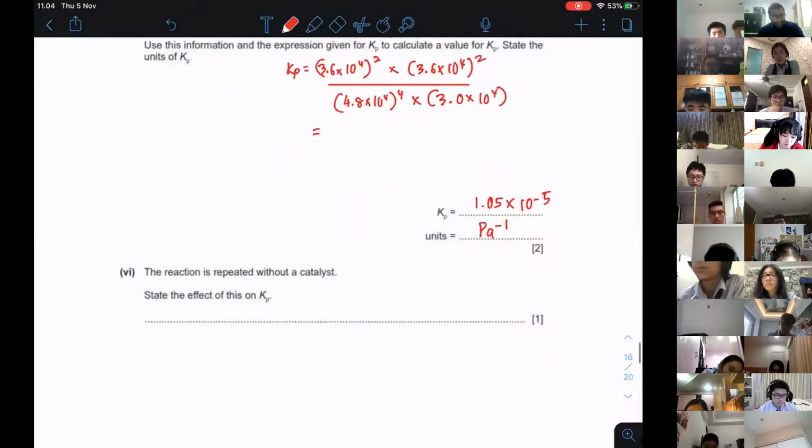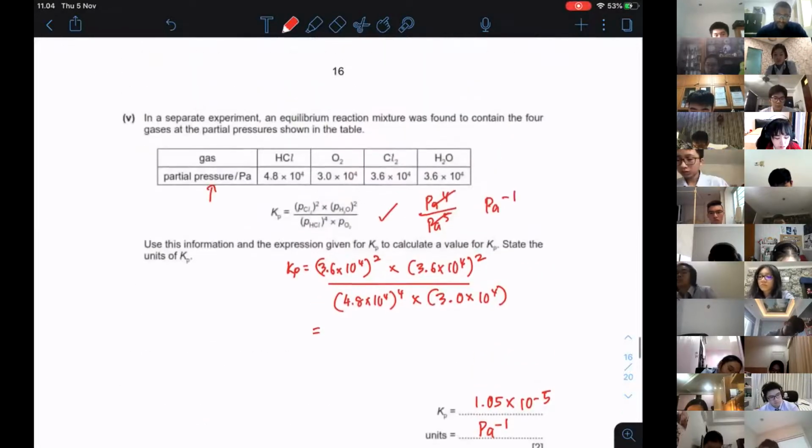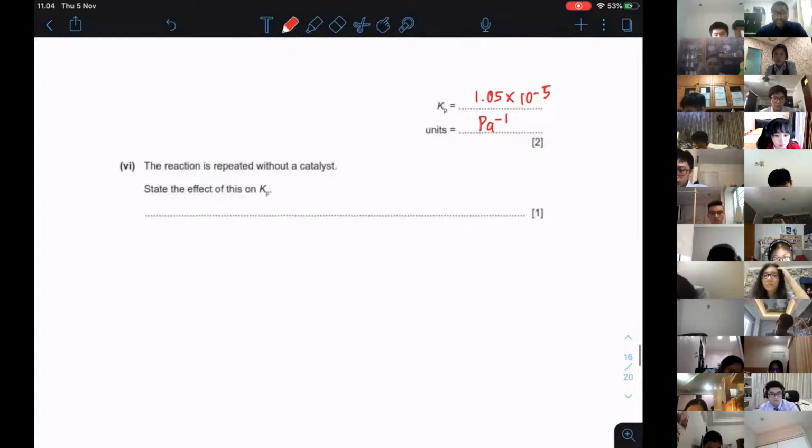All right. Now, the next question is the reaction is repeated without catalyst. So here they actually put catalyst, and then they repeated without the catalyst. State the effect of this on Kp. Okay, Catherine, what is going to be the effect of without the catalyst on Kp?